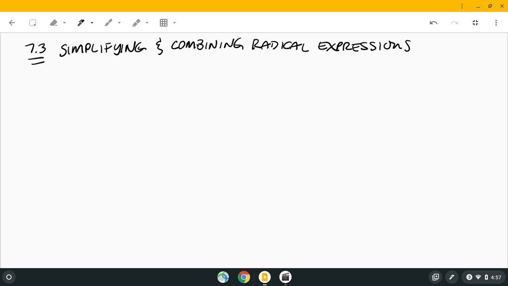Okay, so what we're going to be doing here is we're going to take a look at multiplying, dividing, adding, and subtracting radical expressions. Okay, so we're going to go ahead and start off with the product rule.